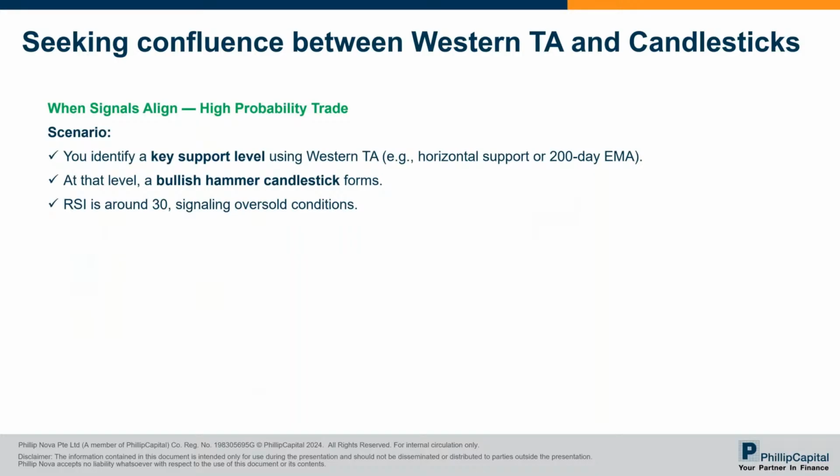So let's go through this scenario. You identify a key support level using Western TA. So let's say I've managed to draw a horizontal line that prices were staying above for the longest time.